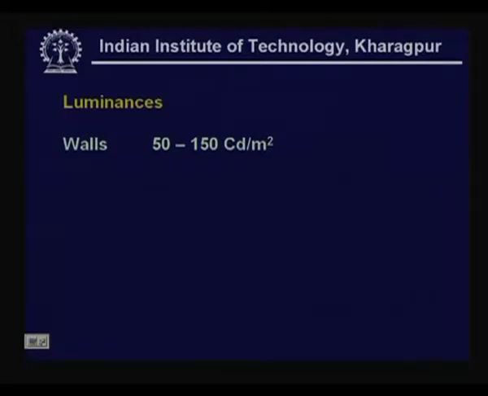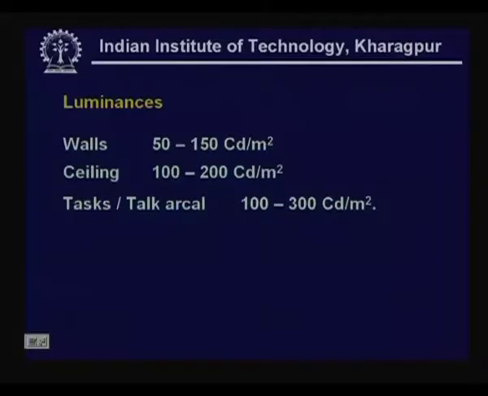In fact, we have seen how the reflectances are specified in the last lecture on lighting calculations, where we said a very low reflectance is tolerated on the floor, a very high reflectance is expected from the ceiling, and reasonably high from the walls. The ceiling is expected to have 100 to 200 cd per meter square. The task area should have 100 to 300 cd per meter square.